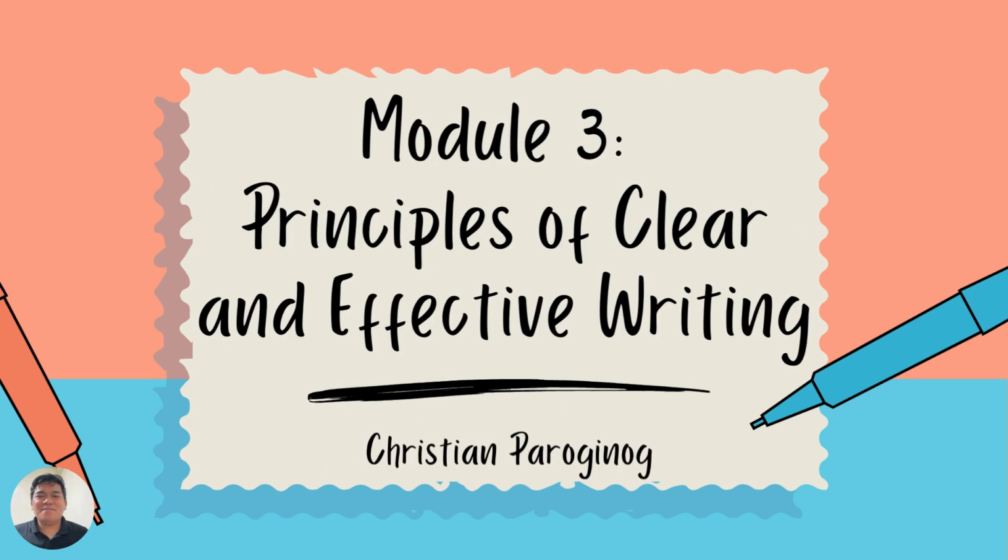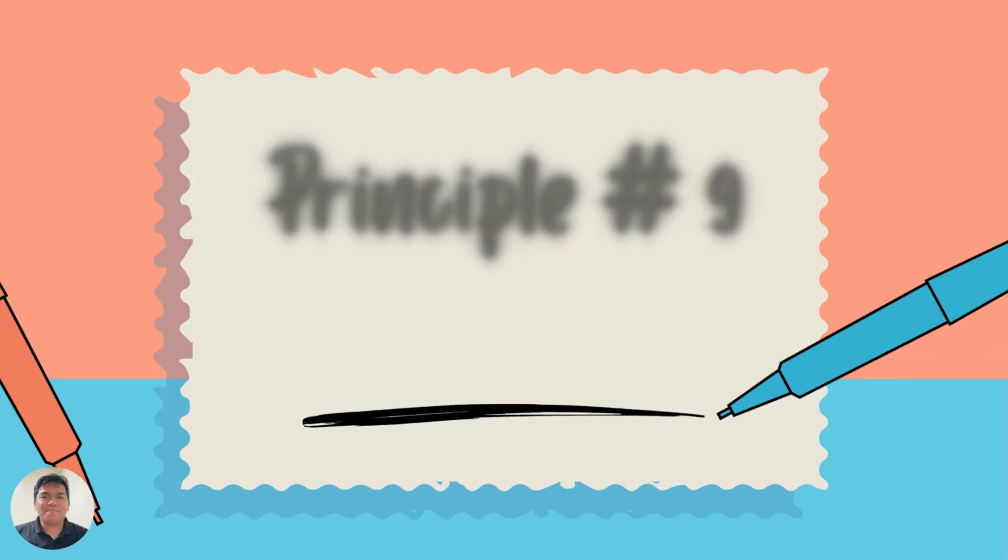Good day, everyone. My name is Christian Paraginog, and today I will be discussing two more principles of clear and effective writing: avoiding dangling modifiers and keeping paragraphs short. Both of these strategies or principles will help improve the clarity and effectiveness of your writing.